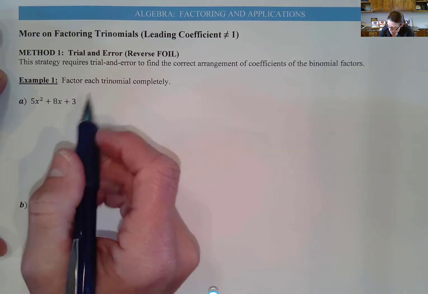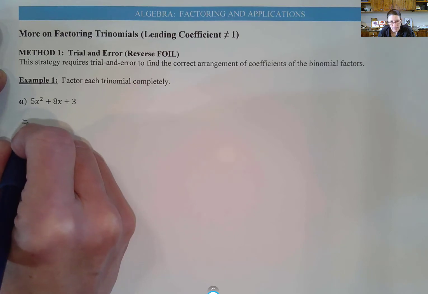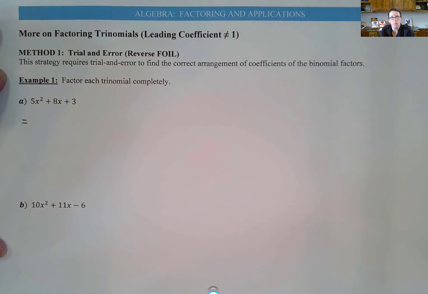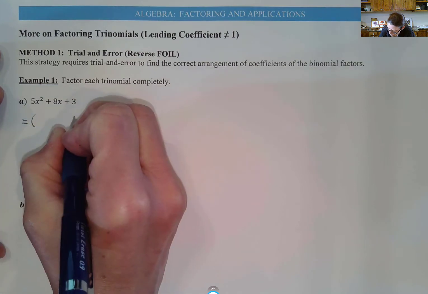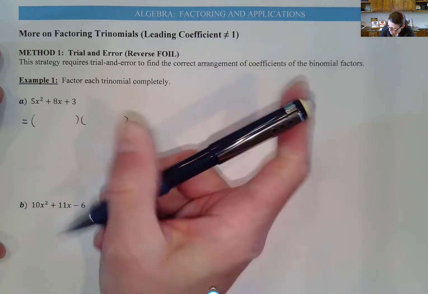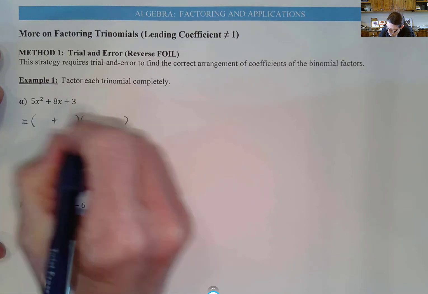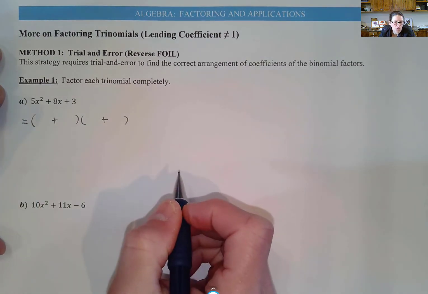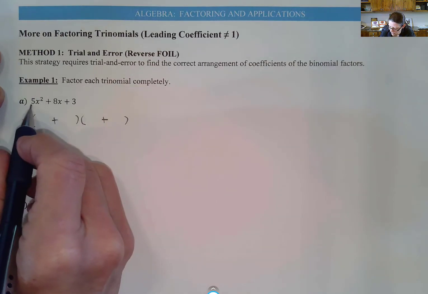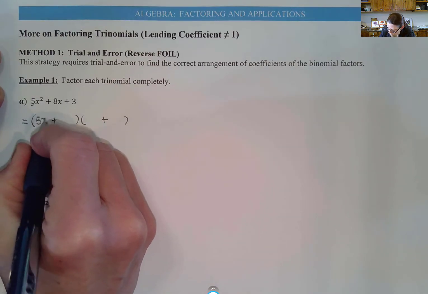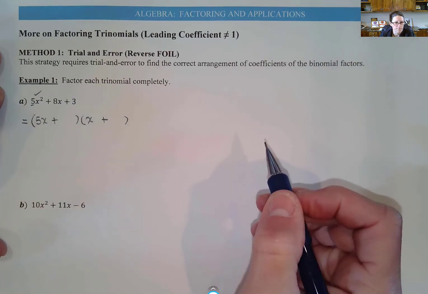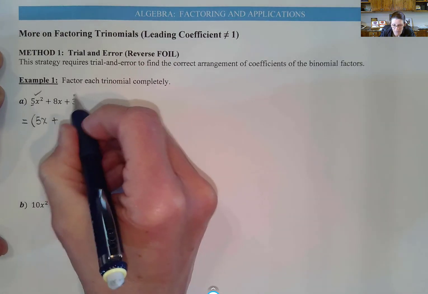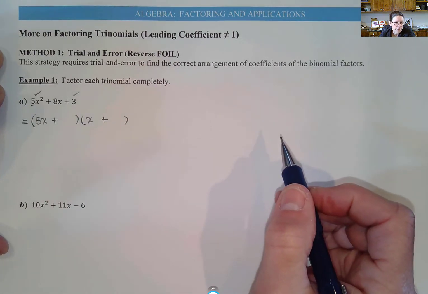Factor each trinomial completely. Now, if there are some things that we know for certain, we will put those in place first. For example, we see that these are all plus symbols in our trinomial. And so we know to use plus symbols in the binomials. Also, we know that 5 is a prime number, and so our first terms must be 5x and x to get a product of 5x squared. Now it's a matter of placing our factors of 3 in the appropriate places.